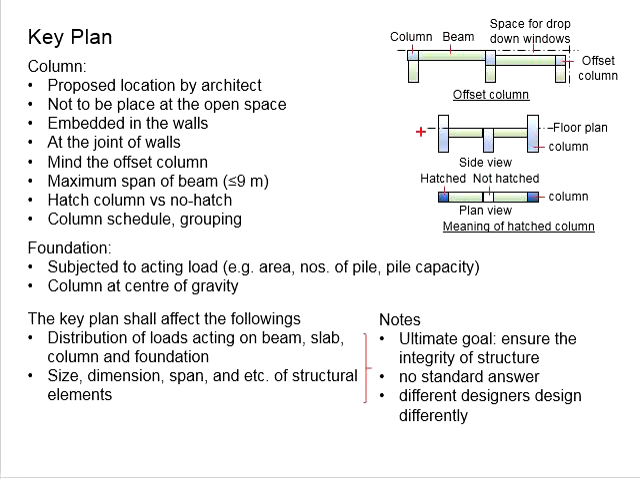Let's say now you are doing the structural key plan here. When you hatch the column, that means there will be columns going out of the floor plan. And when the column is not hatched, that means the column will stop at the floor plan. This needs to be done carefully. It is also a common mistake by the students.